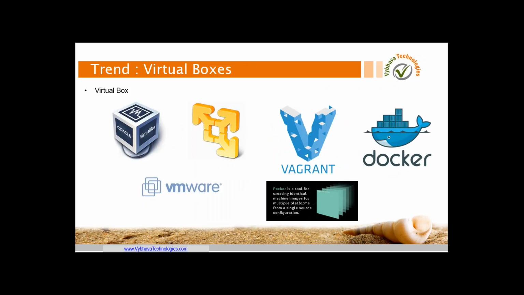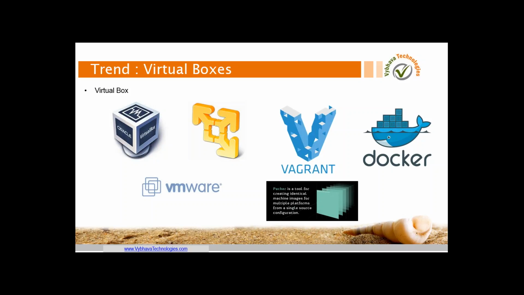So how can we go with the latest trends? The current trend is going with virtual boxes and virtualization. In virtualization, Oracle VirtualBox is moving very fast because it is open source, whereas VMware and VMware Workstation are again proprietary. So you have to purchase, then only you can get the virtualization software.